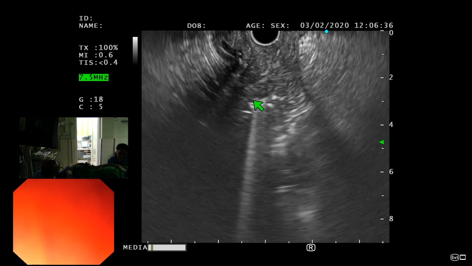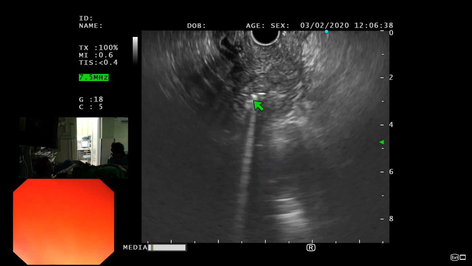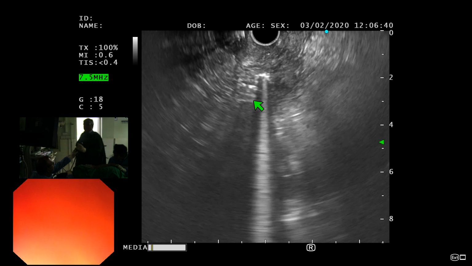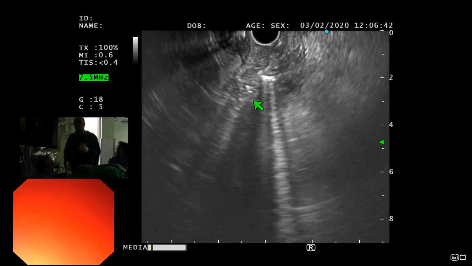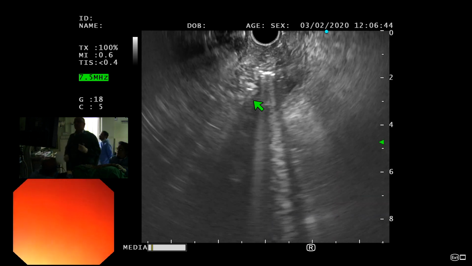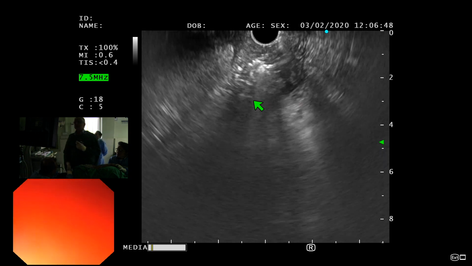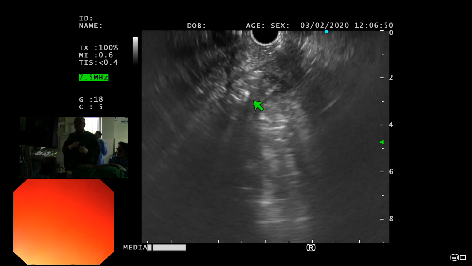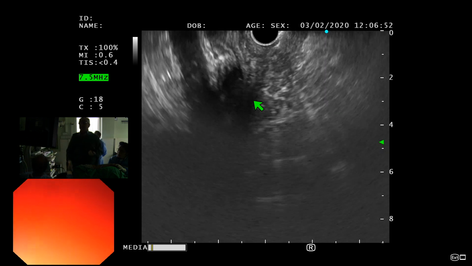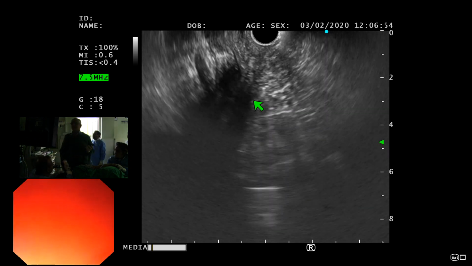Khalid, we've got a 2 centimeter core in the first sample, which I think should be good enough. Yeah, I think so. So we are done as far as the FNA biopsies are concerned.